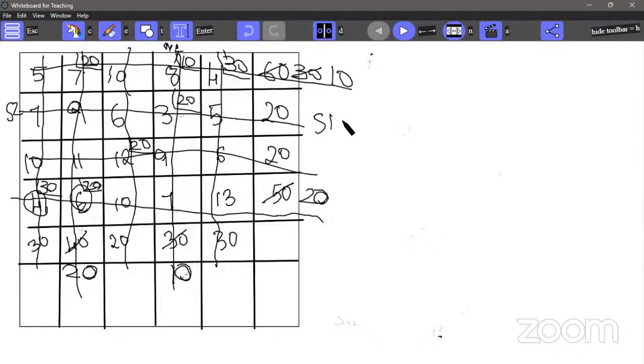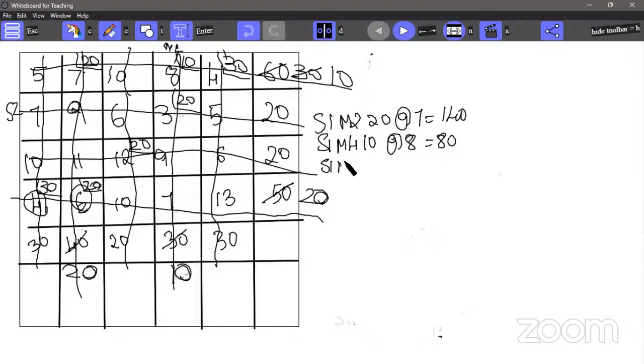S1, M2, 20 at the rate of 7. How much is the cost? 140. S1, M4, 10 at the rate of 8, 80 rupees. S1, M5, 30 units at the rate of 4, 120 rupees.